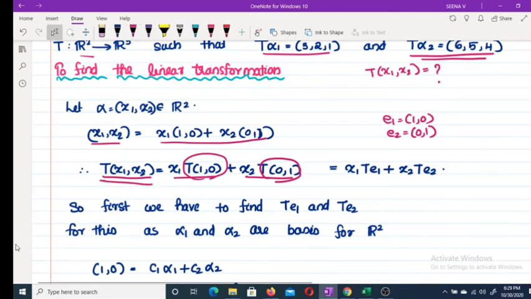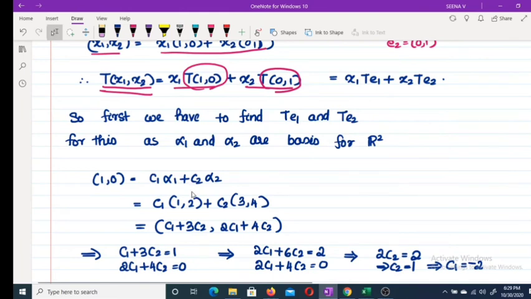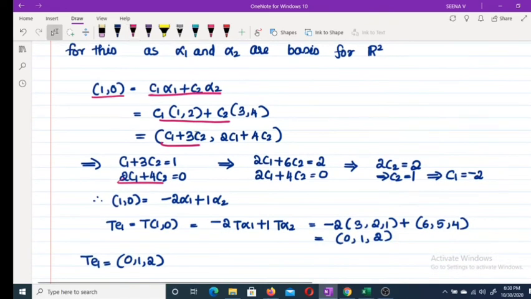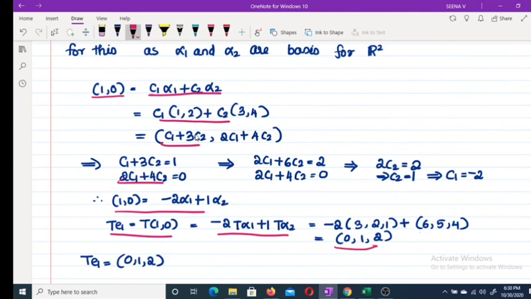So, for this, first we find 1, 0. Alpha 1, alpha 2 is a basis for R2. Therefore, any vector in R2 you can write as a linear combination of alpha 1, alpha 2. So 1, 0 is equal to C1 alpha 1 plus C2 alpha 2, and we get this and we get this. Solving, we get C1 equal to minus 2 and C2 equal to 1. Therefore, 1, 0 you can write like this. So T of E1 is equal to T of 1, 0, and that's equal to minus 2 T alpha 1 plus 1 T alpha 2. Just apply T here. Now T alpha 1 is 3, 2, 1 and T alpha 2 is 6, 5, 4. Adding this we get this one.